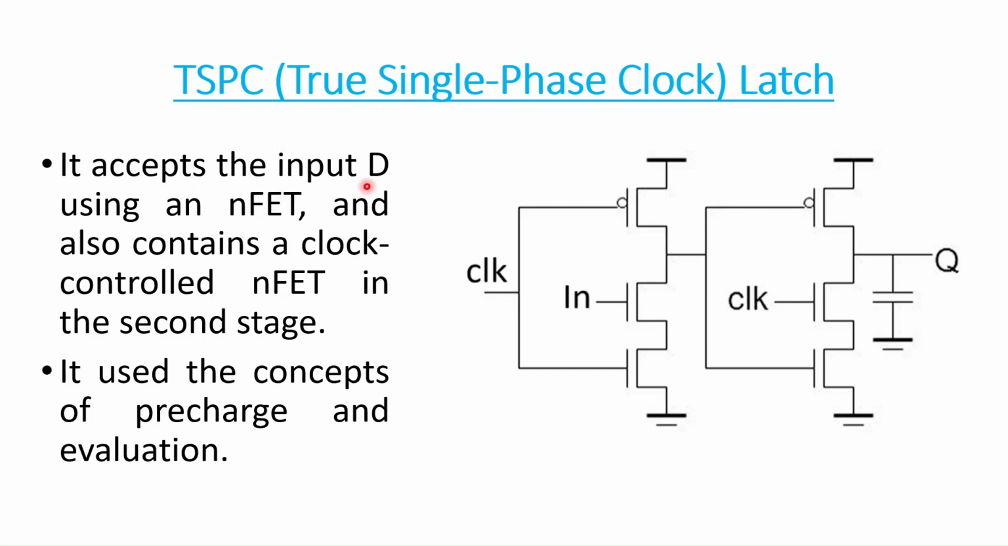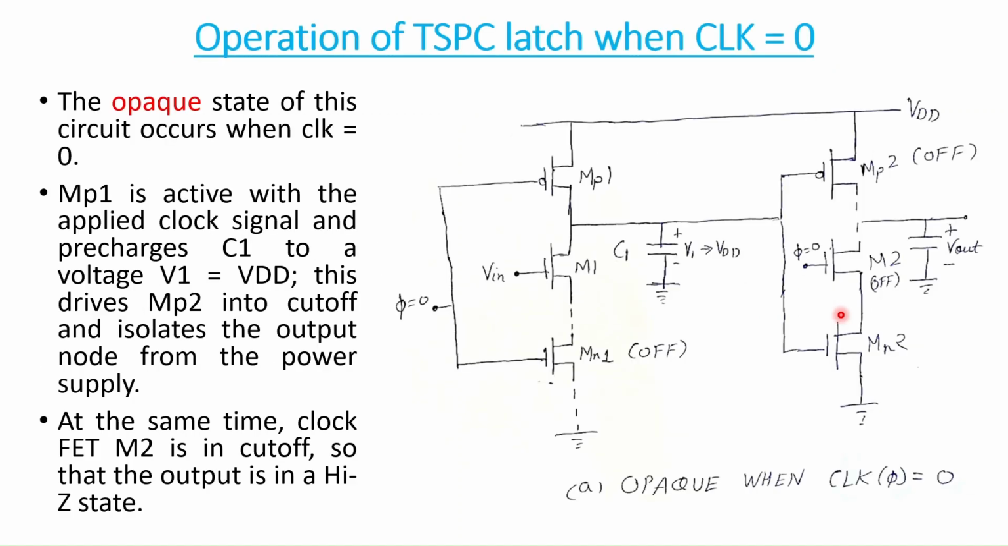It accepts the input D using the NFET. Whatever the input is, it will be accepted through this NFET. The second stage is also a clock controlled NFET, so this NFET is controlled by your clock. It uses the concepts of precharge and evaluation. So let us understand the operation.